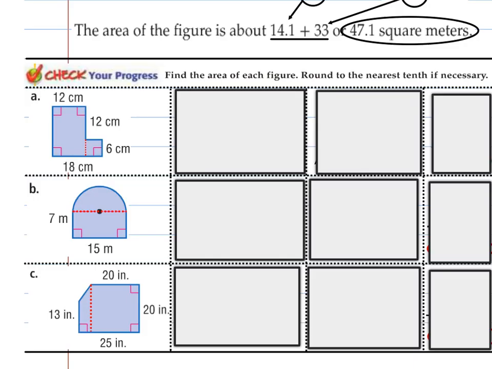Okay, so we're going to find the area of each figure below, and again, we're going to round that to the nearest tenth.